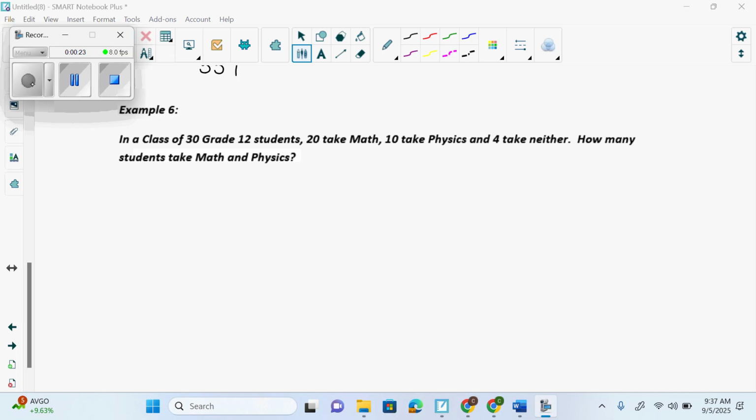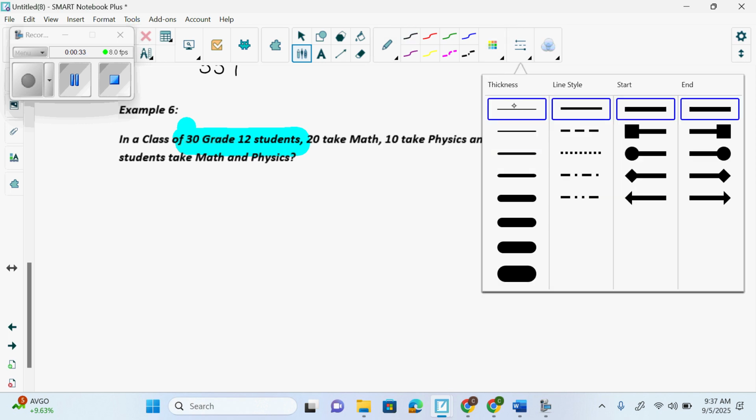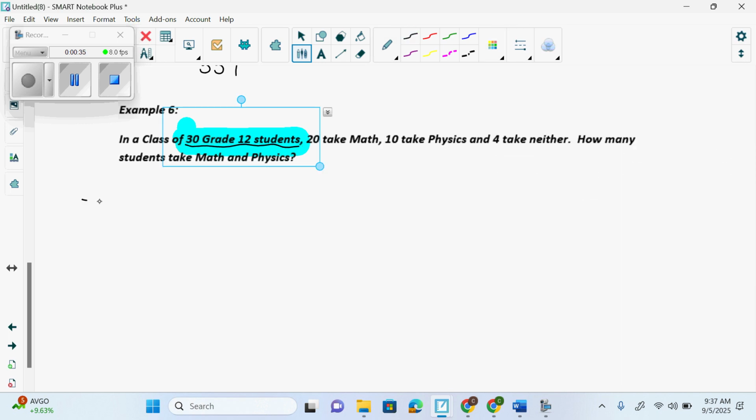All right. In a class of 30 grade 12 students, so that's my total. 30 grade 12 students. So I go to my Venn diagram, in a box, and I put 30 outside of it to help me out. Remember, that's my 30, my total. So my Venn diagram needs to add up to that.